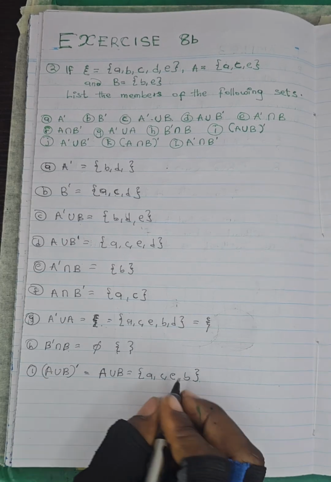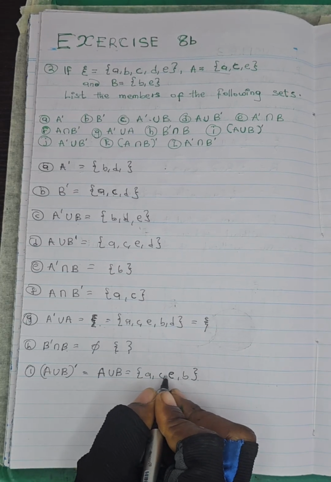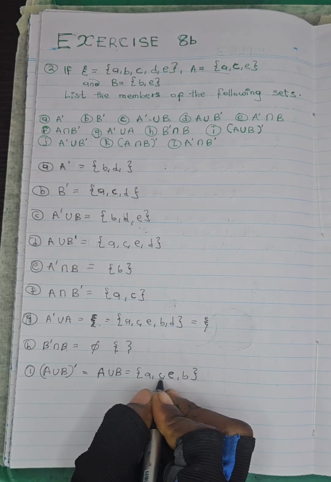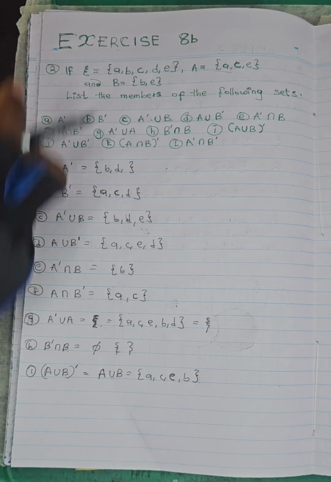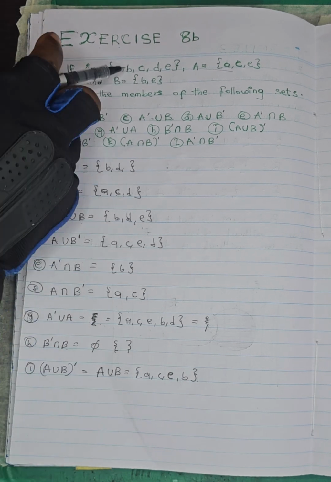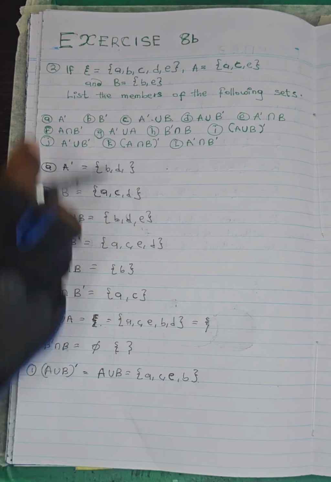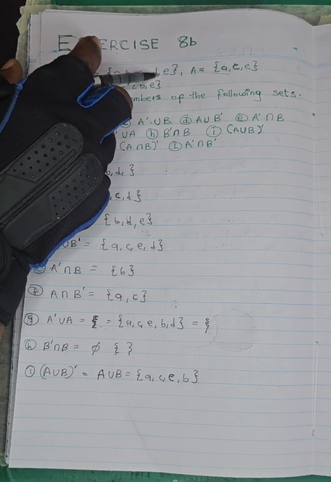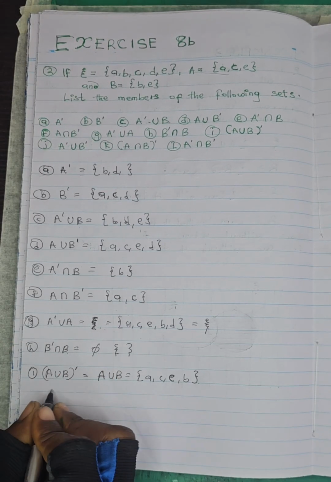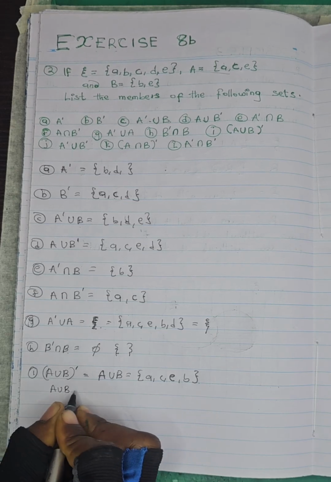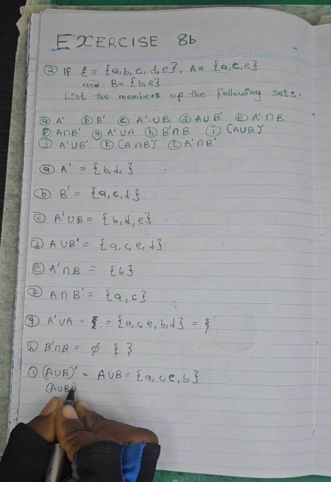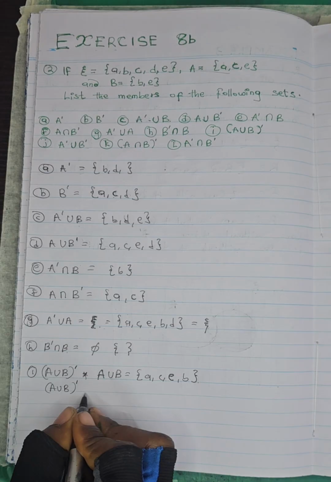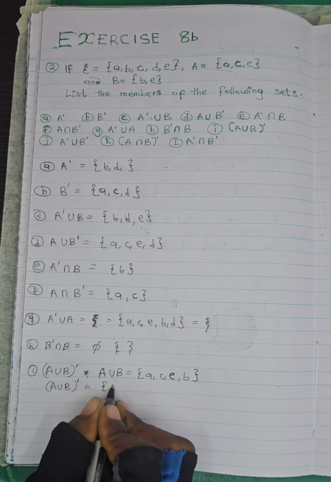So the complement of this. So you're looking for what does the universal set has that this does not have. So let's go. A, it has it. B, it has it. C, it has it. D, does not have D. E, it has it. So A union B complement is now just D.